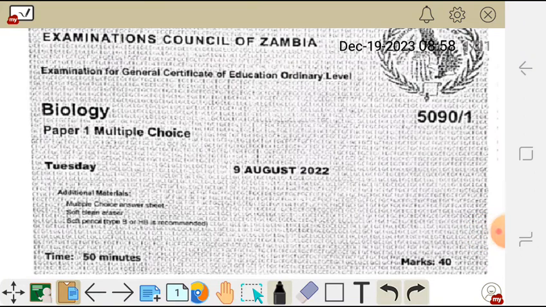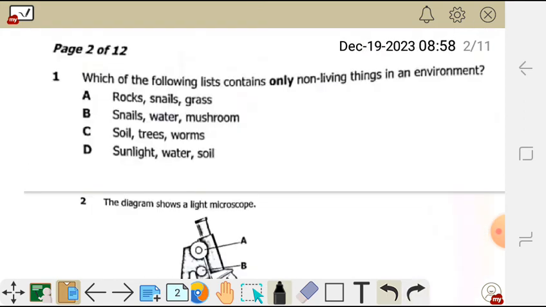In this video, I'm going to go through biology paper 1 multiple choice questions, which was written on 9th of August 2022. This question paper carries 40 marks and there are 40 questions which are to be answered in 50 minutes. So the first question reads, which of the following lists contain only non-living things in an environment?